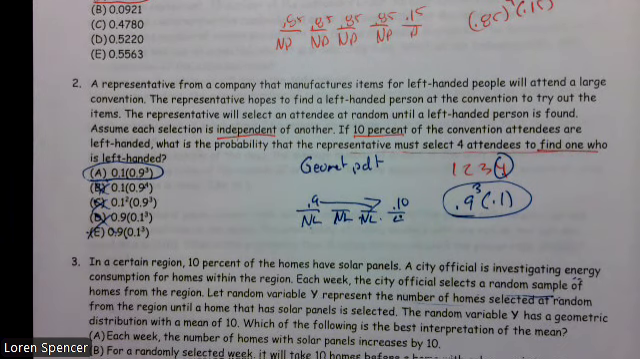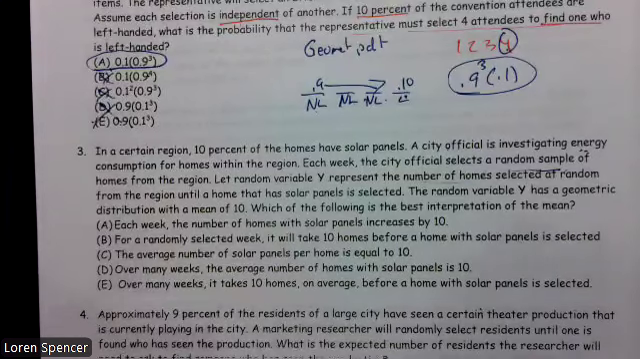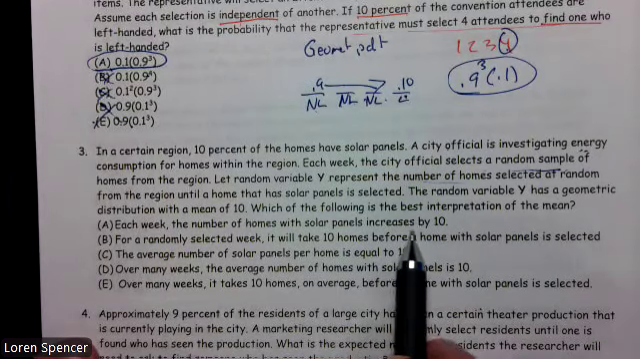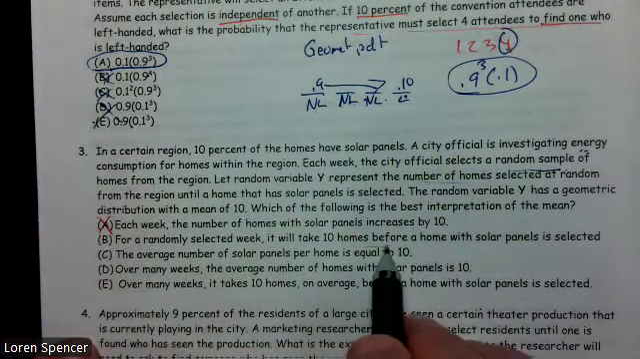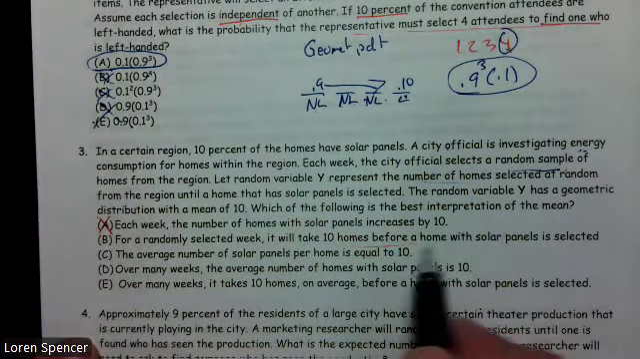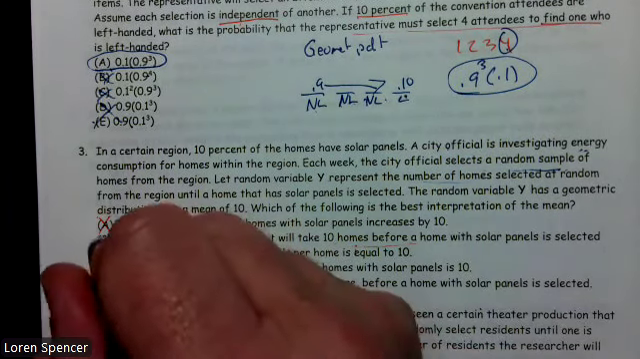Mean is the expected number until we have our first success. So if we did this on average in the long run, or if we did this over and over again, we would expect it to have to find 10 homes in order to find one that has the solar panels. Each week, the number of homes increases by 10? No. For a randomly selected week, it will take 10 homes before a home with a solar panel is selected? No, on average it takes 10 homes, not on any particular week.